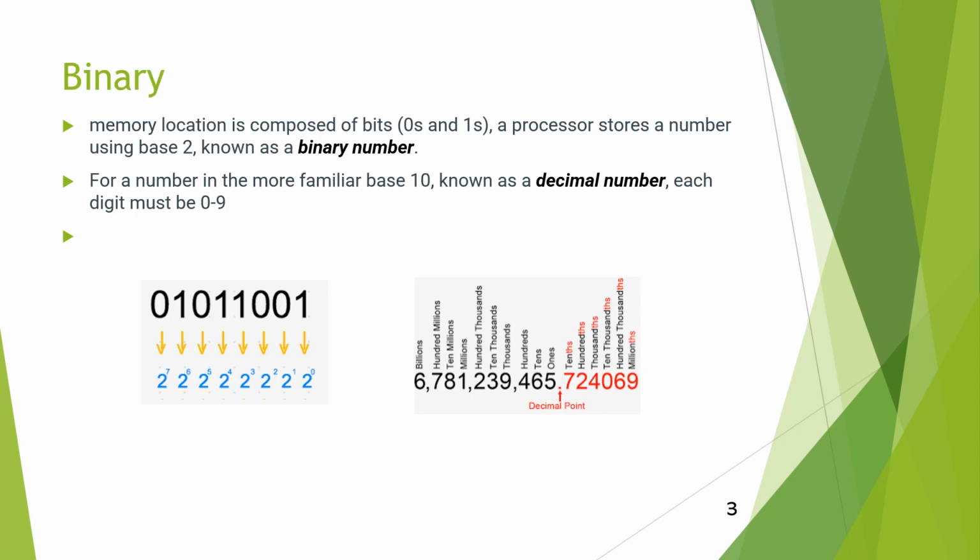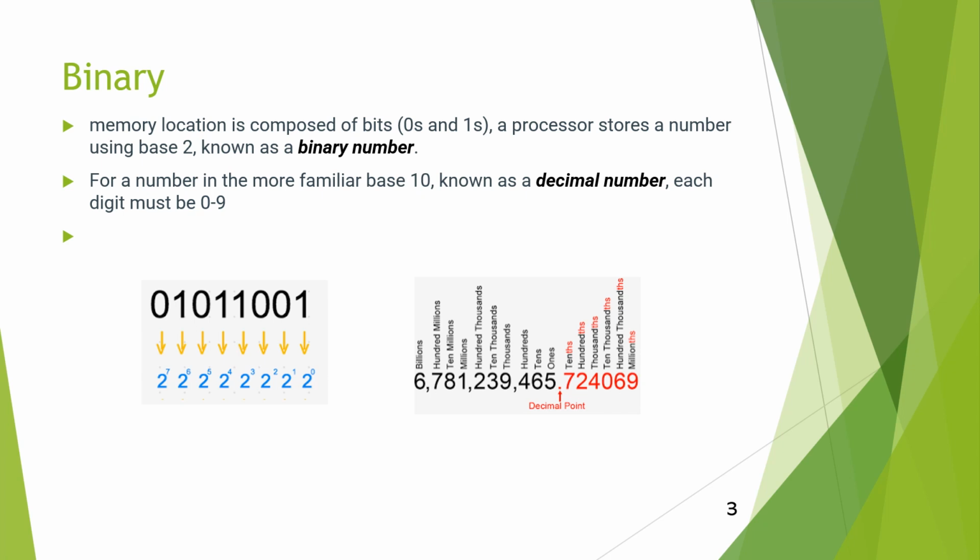So coming to binary, binary is nothing but zeros and ones. Memory location is composed of bits, zeros and ones. A processor stores a number using base 2, known as a binary number. For a number in the more familiar base 10, known as a decimal number, each digit must be 0 to 9. So you can see examples over here: 0 1 0 1 1 0 0 1.